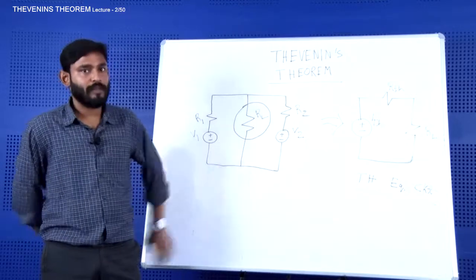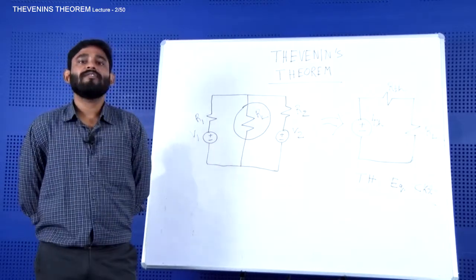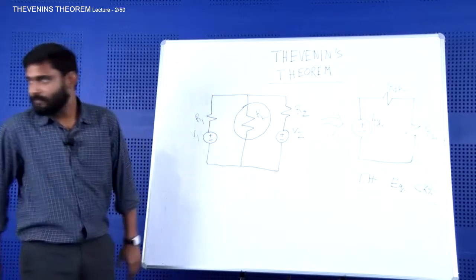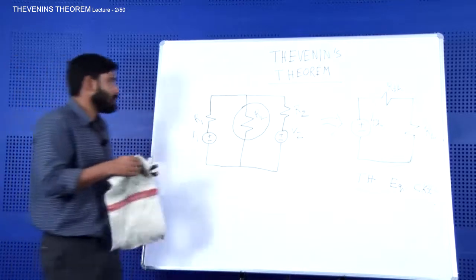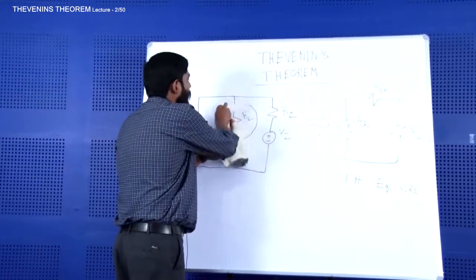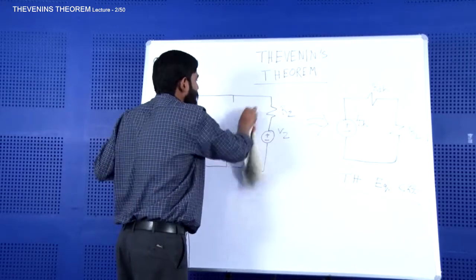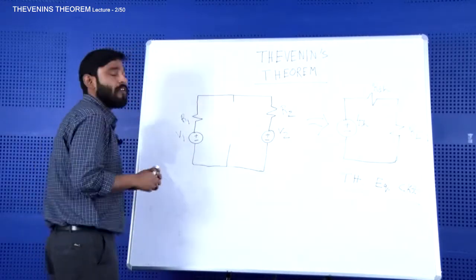That part has already been taken care of. So what do we have to do? The next task is to remove the RL from the circuit. So let's do that. We are removing the RL from the circuit by an open circuit.